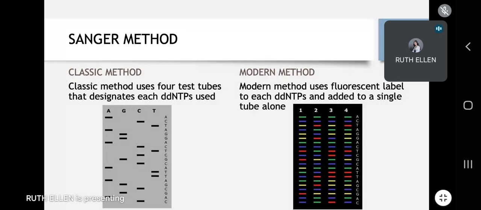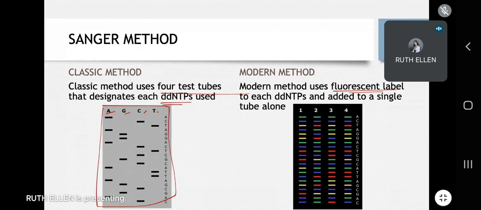Okay, so yun yung na-discuss natin kanina. Bago magamit tayo ng 4 test tube with a ddNTP each. Okay? So, next, for modern method, gumagamit tayo ng fluorescent label instead of a radioactive label to each ddNTP, and they are added to a single tube alone. So, kung kanina sa classic method, meron tayong 4 na wells, yung 4 na well para sa isang sample lang.